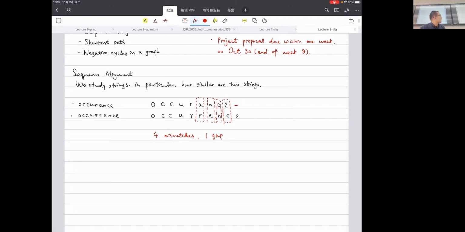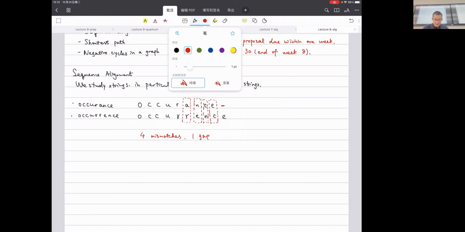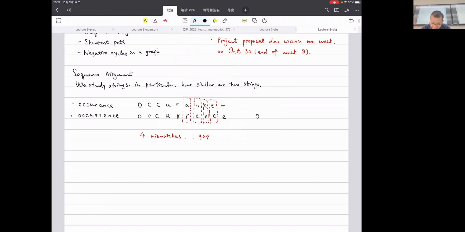So maybe we want to think about this. In general, this is an example where we have mismatches and gaps, but maybe there is a better way that we can arrange these letters. Let me move it a little bit here. We can also consider something like this. For the second word, we still write occurrence, but for the first word, maybe we can think about occur.